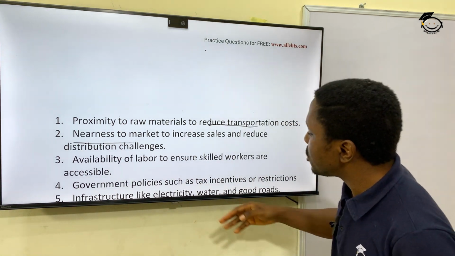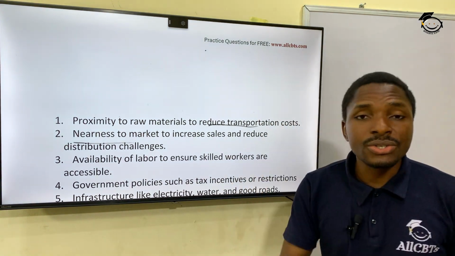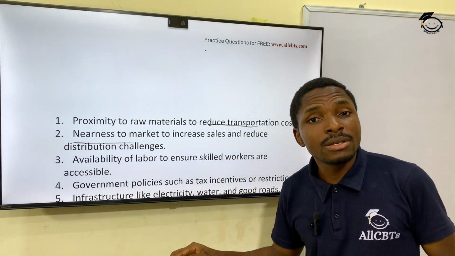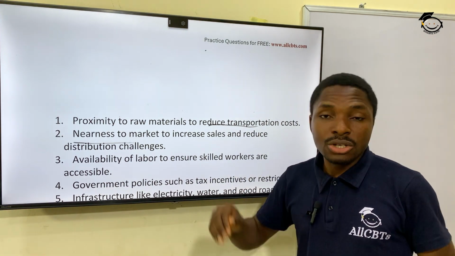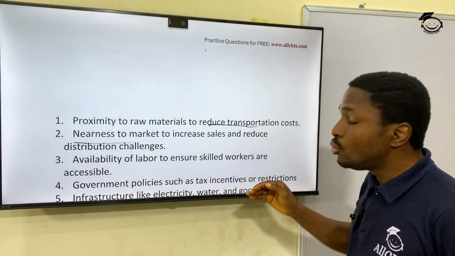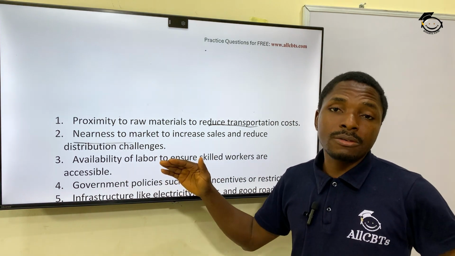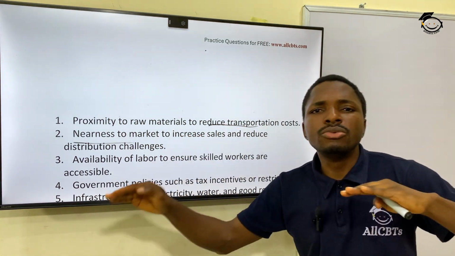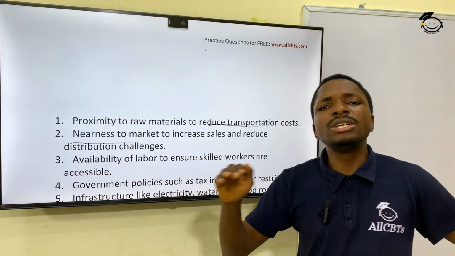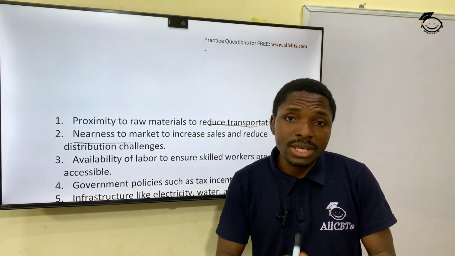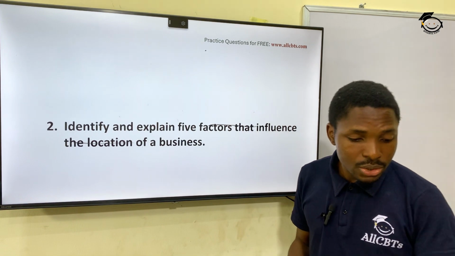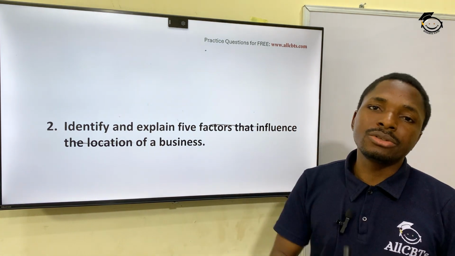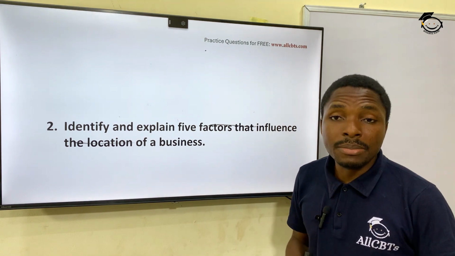And then infrastructure, you want to consider electricity, water. If you need water to run your business, you need to consider that. That should be important. And then good road, the road network, to ensure that you are able to move. There is very little or no interference to the success of your business. So that is what 5 factors that influence the location of a business.